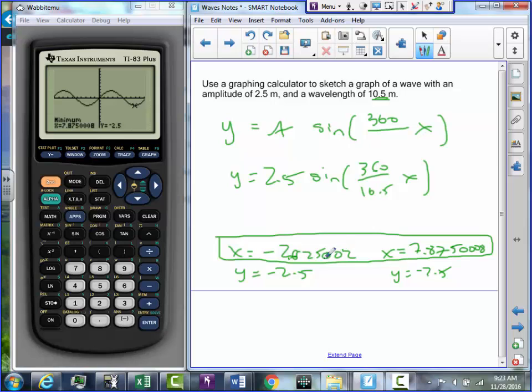So it's pretty straightforward. I'm probably going to give you an amplitude and a wavelength. If I give you an amplitude and a wavelength, ooh, what happened there? This happened before once too, didn't it? Green screen of death.